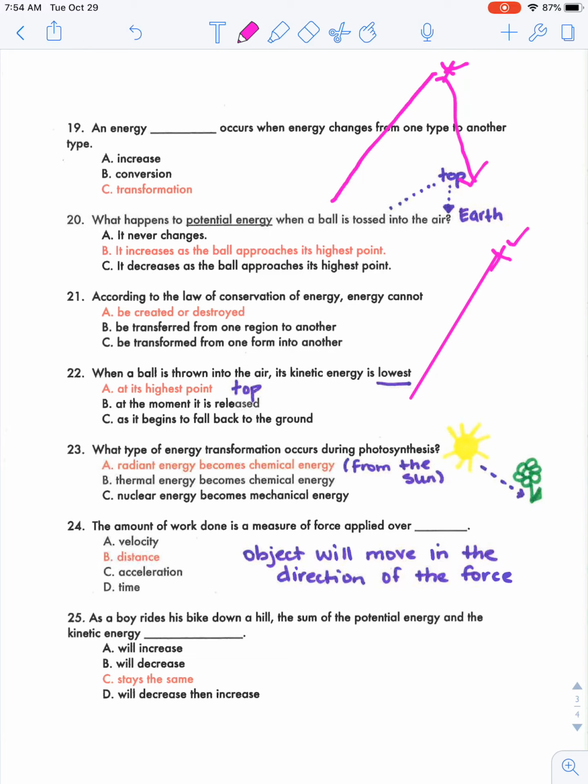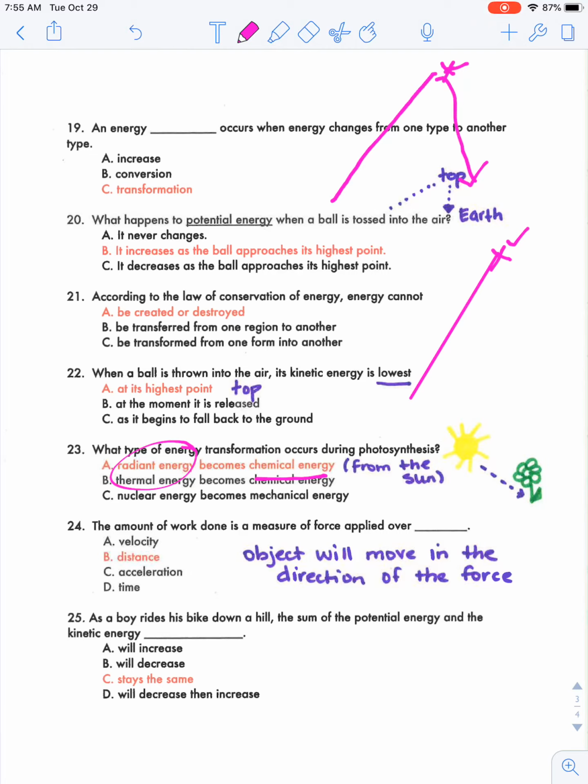What type of energy transformation occurs during photosynthesis? Photosynthesis is something that you might have a little bit of background knowledge on already, but we'll touch on it in chapter 8 in like April. Plants need photosynthesis to make their own food. They must have sunlight and water and carbon dioxide. So you get the sunlight from the sun. That is going to be radiant energy, which becomes chemical energy. The chemical energy is going to be that stored energy in the leaves or fruit of that plant.